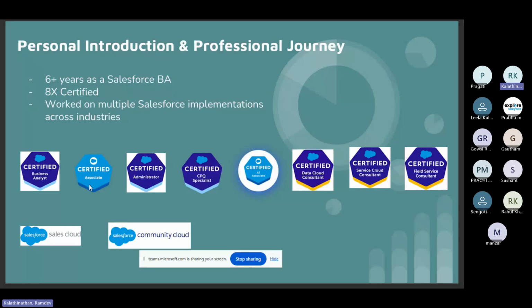I've predominantly worked with manufacturing industries. To be very precise, I've worked with a lot of consumer durables companies. So that is all about my personal introduction and professional journey. Do we have any questions about me before diving into the details of Salesforce and business analysis?